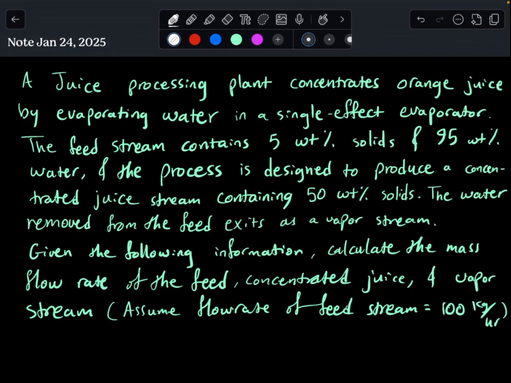A juice processing plant concentrates orange juice by evaporating water in a single effect evaporator. The feed stream contains 5 weight% solids and 95 weight% water, and the process is designed to produce a concentrated juice stream containing 50 weight% solids. The water removed from the feed exits as a vapor stream. Given the following information, calculate the mass flow rate of the feed, concentrated juice, and vapor stream, assuming the flow rate of the feed stream is 100 kilograms per hour.